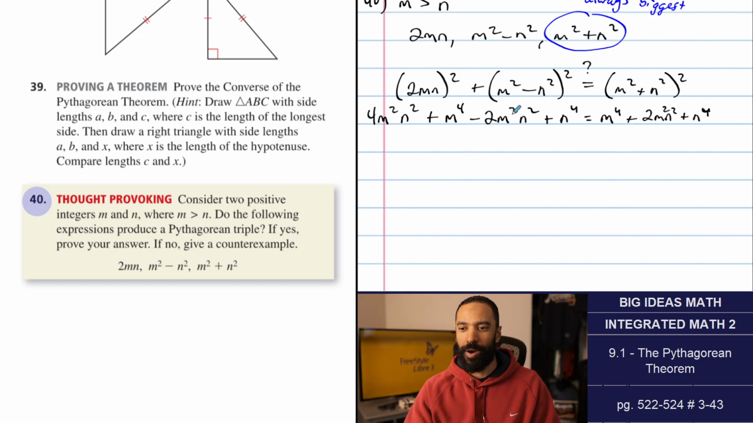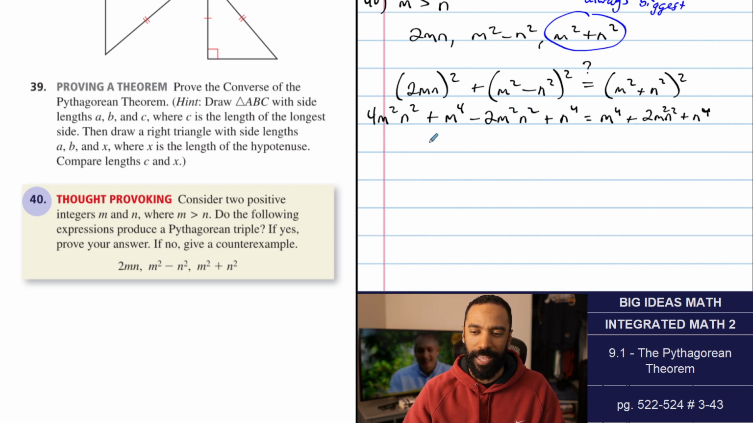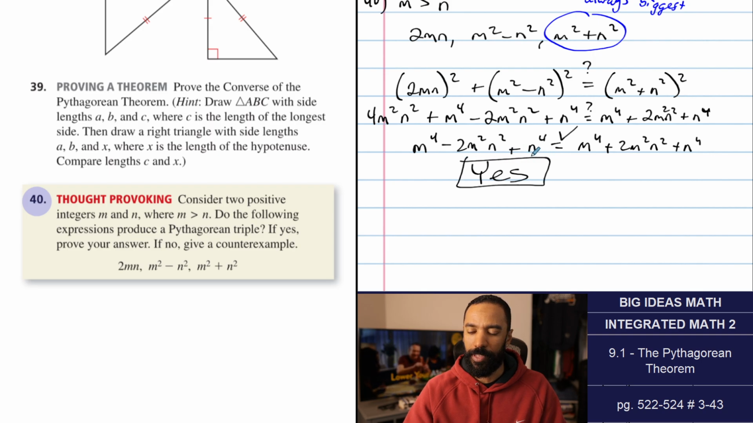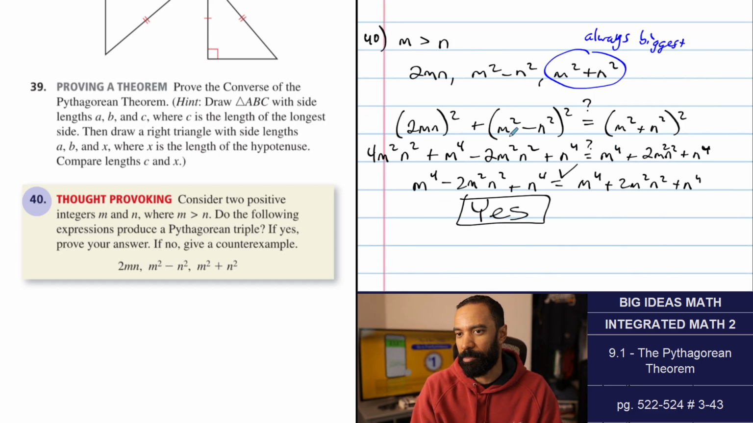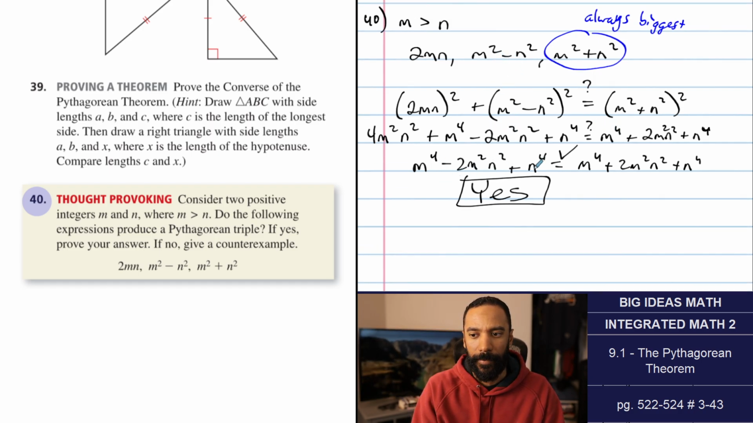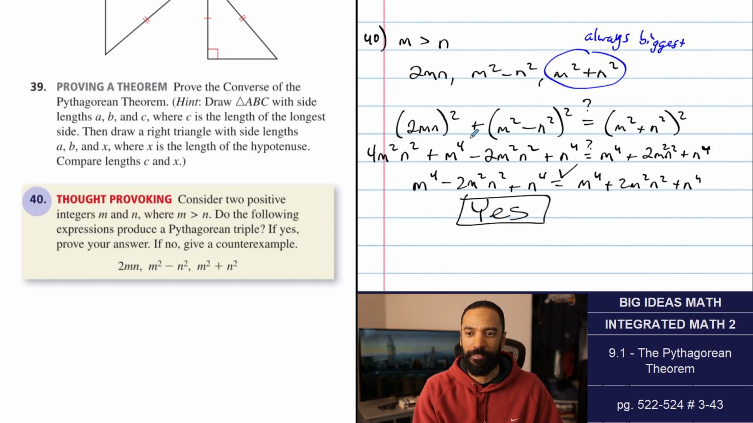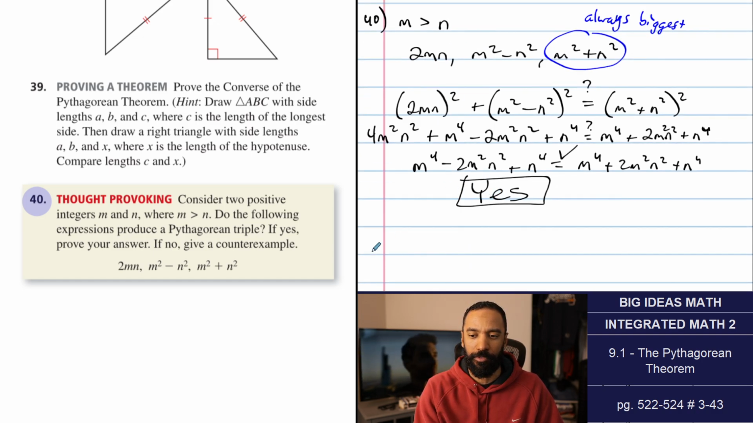Now, 4m squared n squared minus 2m squared n squared is positive 2m squared n squared. So here I get m to the fourth minus 2m squared n squared plus n to the fourth. And on this side, I have the same thing. M to the fourth plus 2m squared n squared plus n to the fourth. Because they equal each other, the answer is yes, they produce a Pythagorean triple. If no, give a counterexample. I don't have one. They both equal the same thing on both sides. If they equal the same thing on both sides, then you have something in the form of a right triangle, because we use the Pythagorean theorem for that.